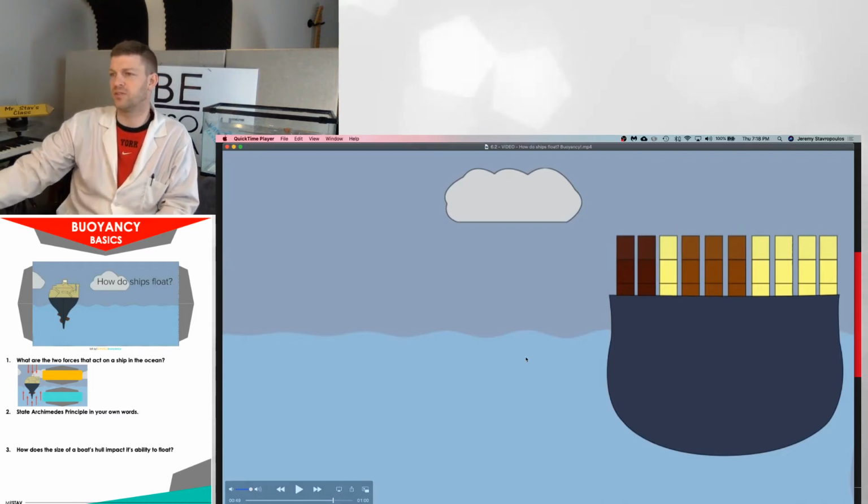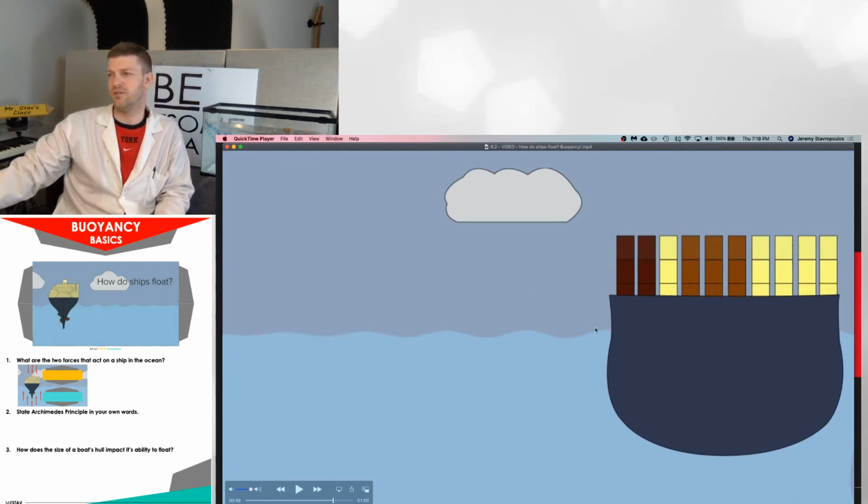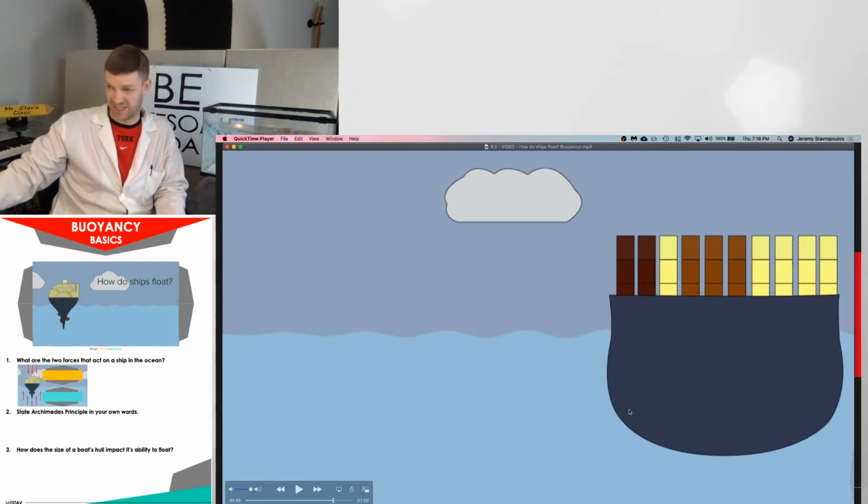Most of the boats that you see would be what? The size of one of these containers. Okay? But by making a massive hull, buoyancy has a greater ability to act and lift and carry more weight of this ship.